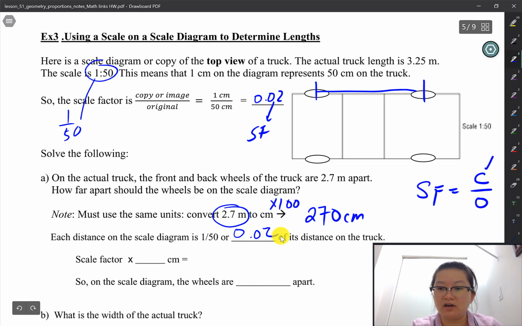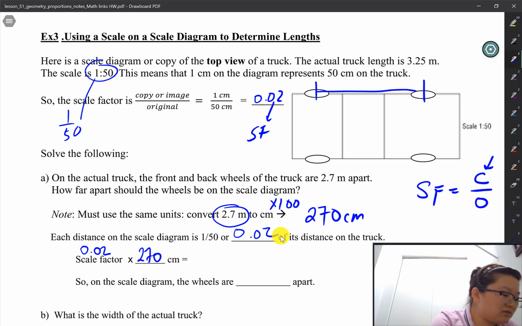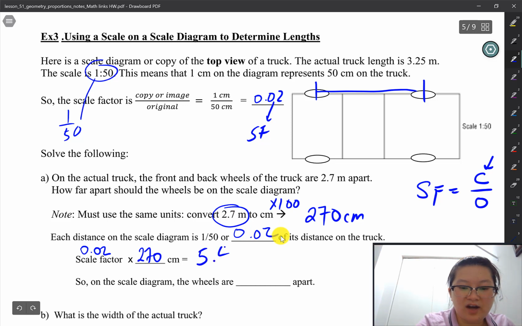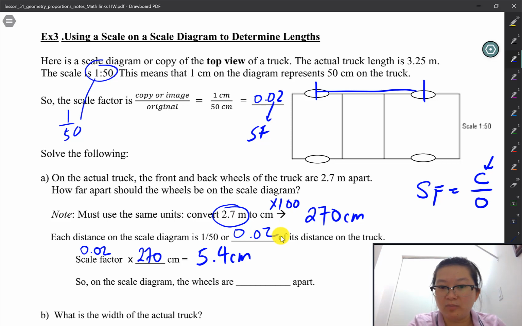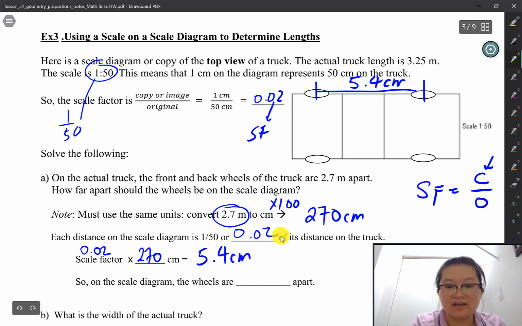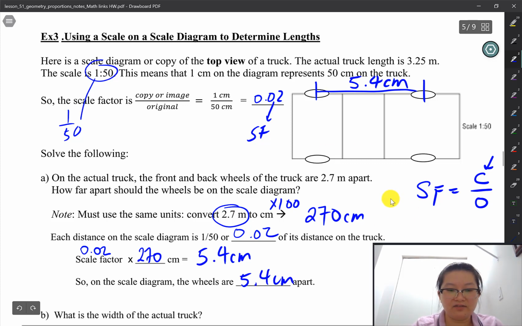If I want to figure out the copy, I need to take the original multiplied by my scale factor. So my scale factor, which is 0.02, I multiply by 270 centimeters, and this is going to give me 5.4 centimeters, which means on the scale diagram, the copy that I have here, the wheels must be 5.4 centimeters apart. Okay? All right, here's the first part.